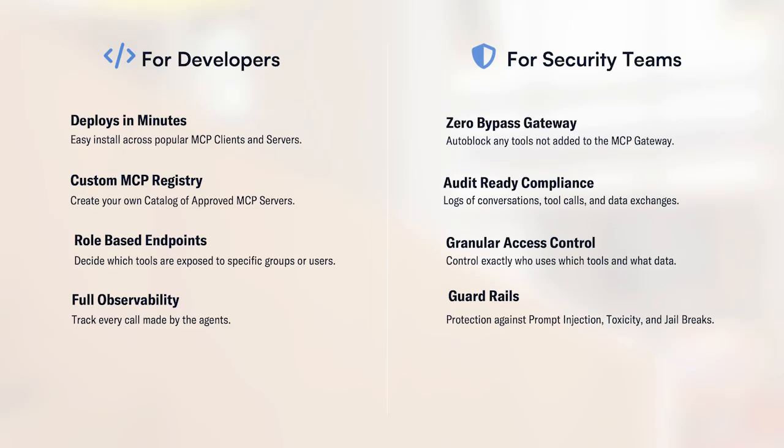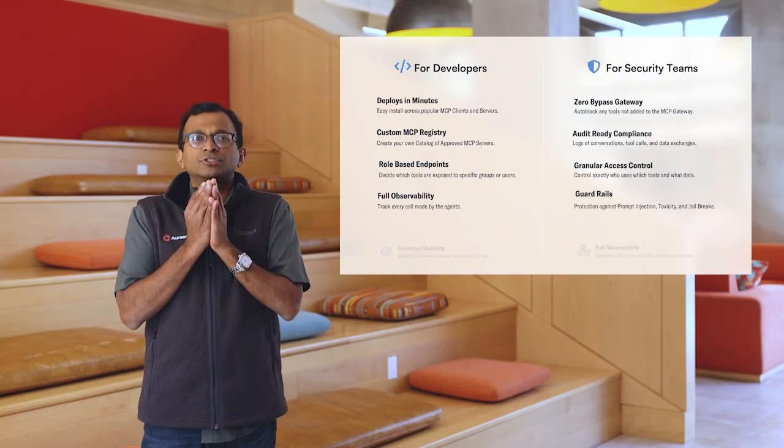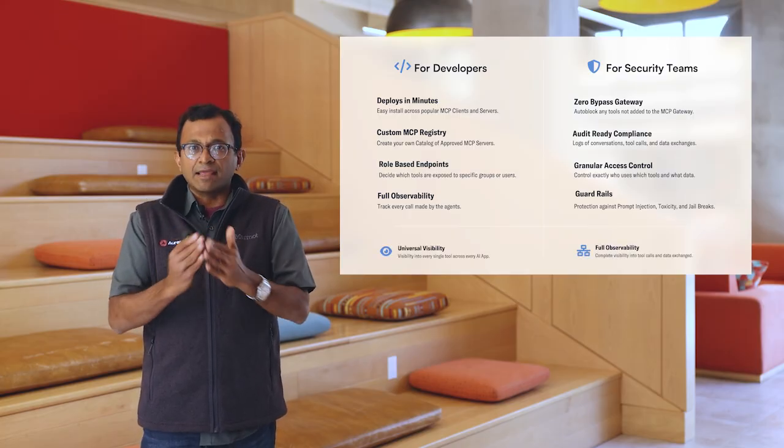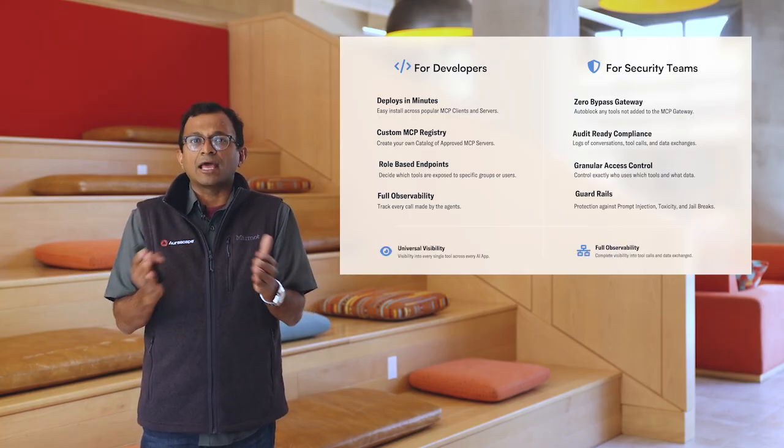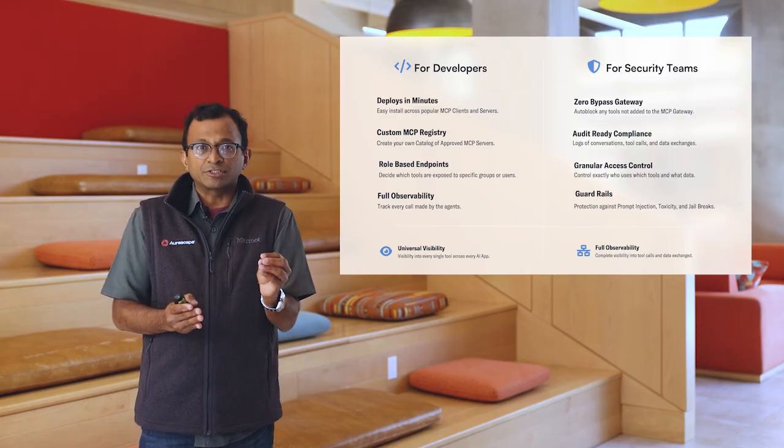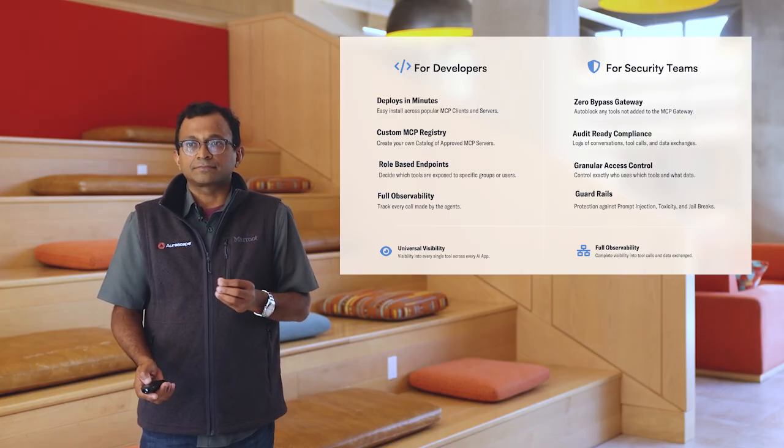For security teams, that same visibility becomes control. The MCP Gateway enforces which tools can be used, applies granular access control policies, and maintains a full audit trail of all conversations, tool calls, and data exchange. We built in guardrails against prompt injection, jailbreaks, and other attacks. So both teams work from the same foundation of complete visibility, full observability, and enforcement where it matters.